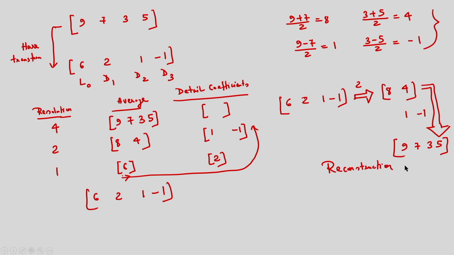Reconstruction means synthesis. And the decomposition means analysis. So this is analysis, and this is reconstruction, means synthesis of the signal. So I can reconstruct the signal by considering these detailed coefficients, because I have the approximate information, that is the average information is available, and by considering the detailed coefficients I can reconstruct the signal. That is the concept of the signal decomposition and the reconstruction.